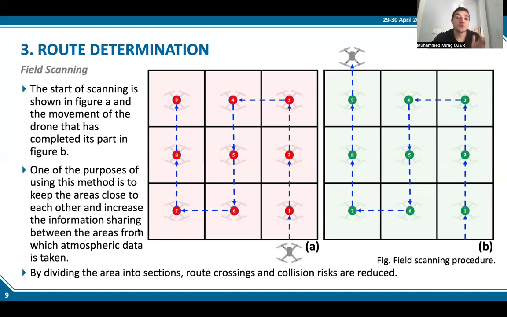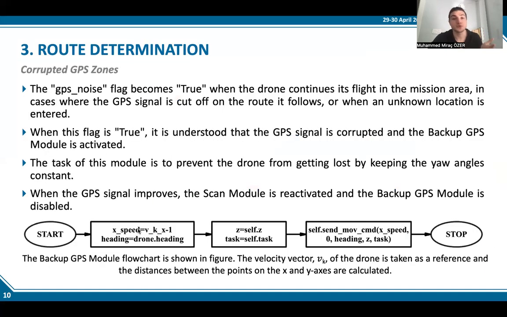One of the purposes of using this method is to keep the areas close to each other and increase the information sharing between the areas from which atmospheric data is taken. By dividing the area into sections, route crossing and collision risk are reduced. Main solving function: the main solving library was used in the solver function to determine routes.